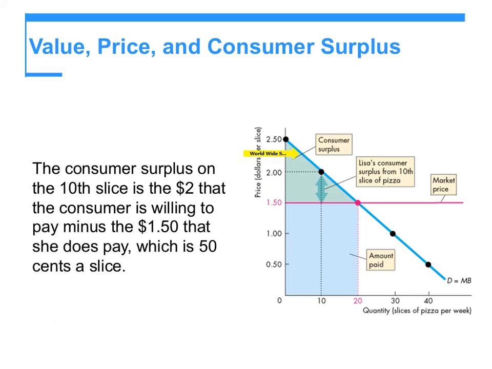So we call the whole green part the consumer surplus, because the market price is 1.5, but you are still willing to pay more than 1.5. So if what you're willing to pay minus what you really pay is positive, and you're willing to pay more while the price is lower, that is when we say there is a consumer surplus. So the consumer surplus on the 10th slice is the $2 that the consumer is willing to pay minus the $1.5 that she does pay, which is 50 cents a slice. We call it consumer surplus, as you can see.